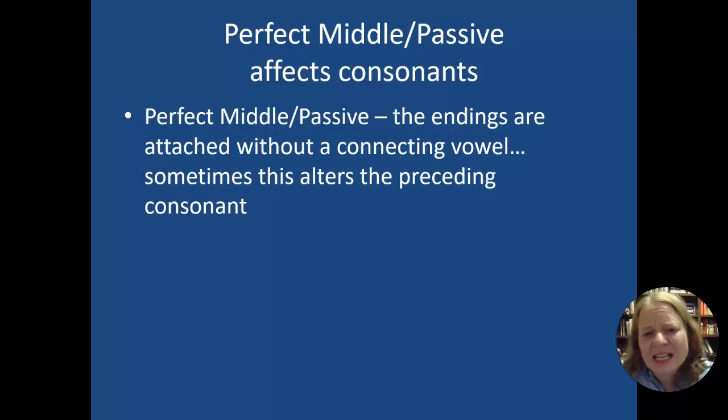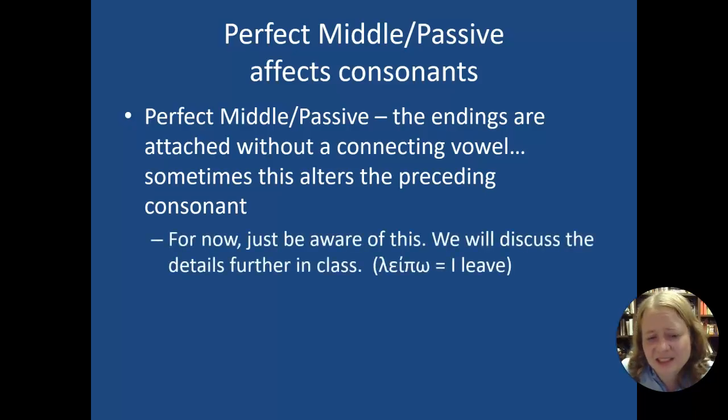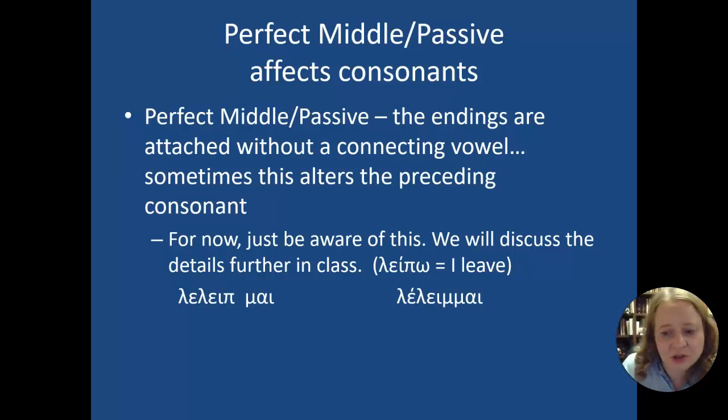Perfect middle passive can affect the consonants because the endings are attached without a connecting vowel. It sometimes alters the preceding consonant. For now, I'm just going to say be aware of this. We could talk about it in class if you want to, but here's a verb. It means I leave, leipo, and then when you have the doubling, leip, and then it adds to it a mai. That mai is really powerful, and it's going to actually change the p sound to another m. So it would end up being leleimmai. These will always be correct. You're not producing them, you're just recognizing them.